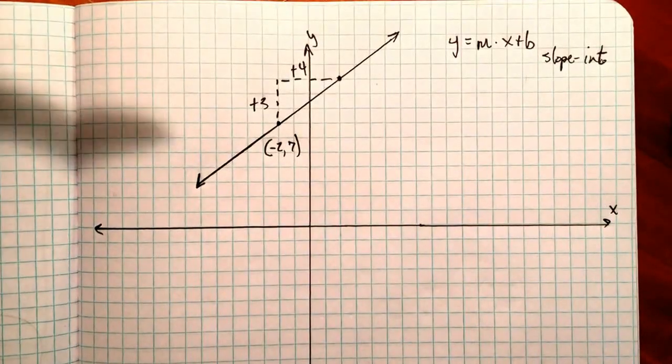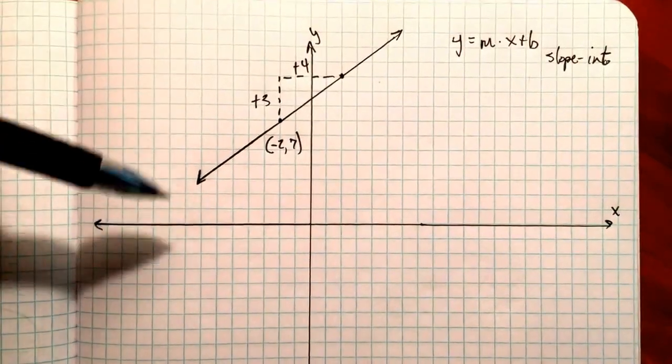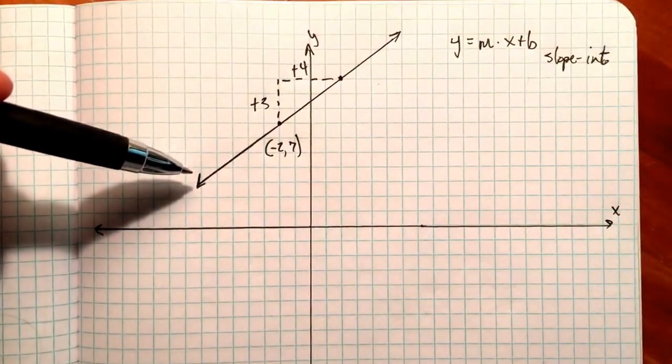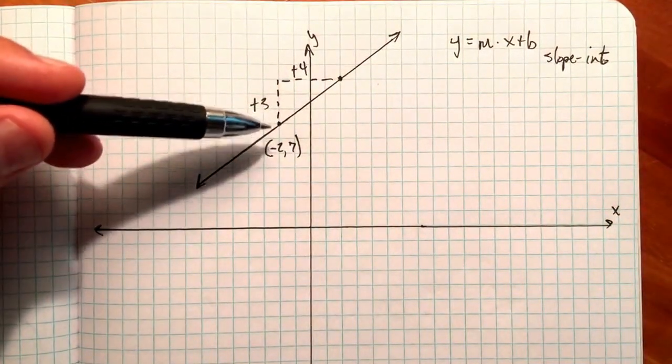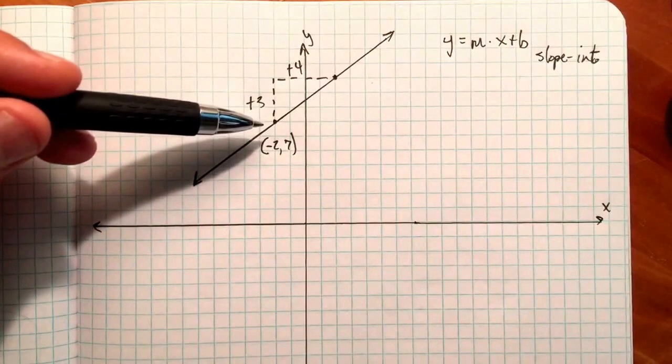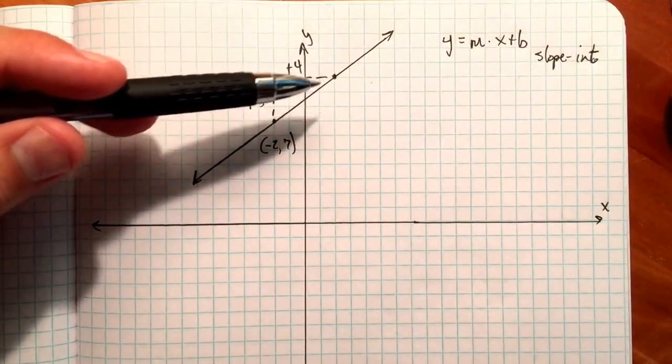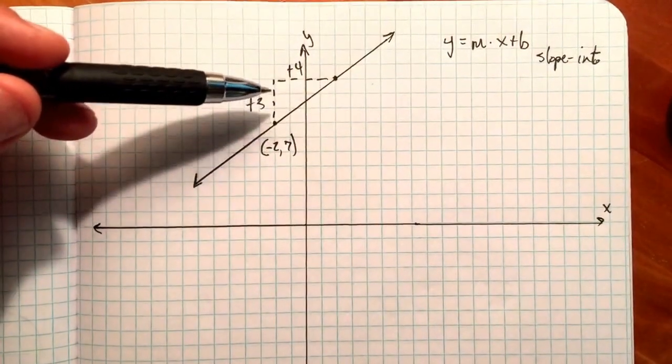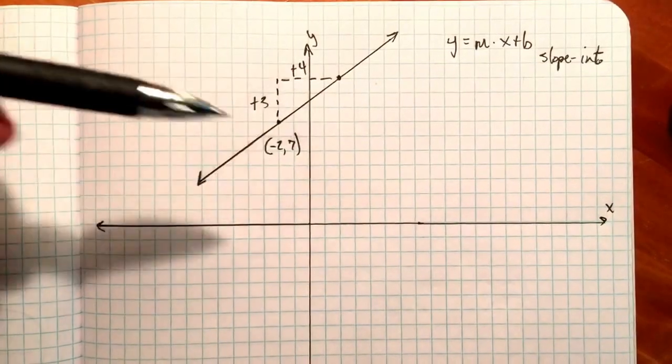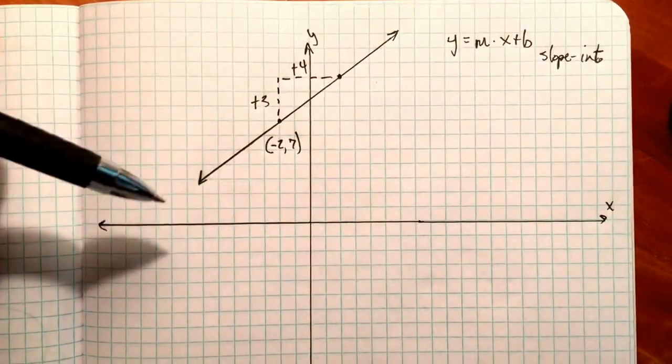Alright folks, I have a very interesting situation here. You see, I've got an xy axis and I have a line. I have a point on the line which is (-2, 7). I've got another point here and I've got my rise and my run. So I need to write the equation for this line.